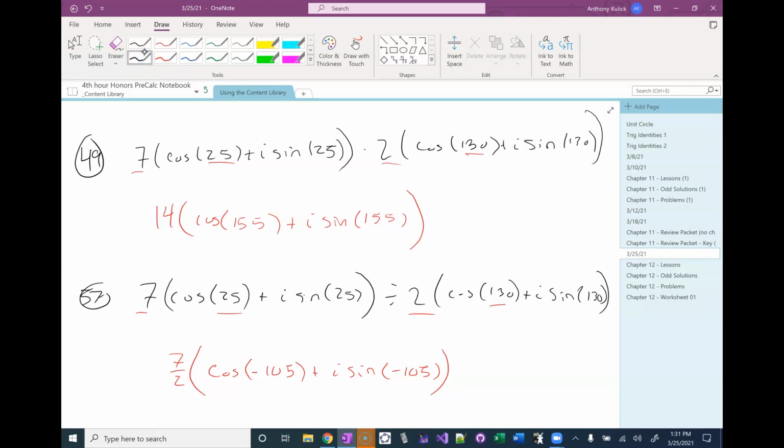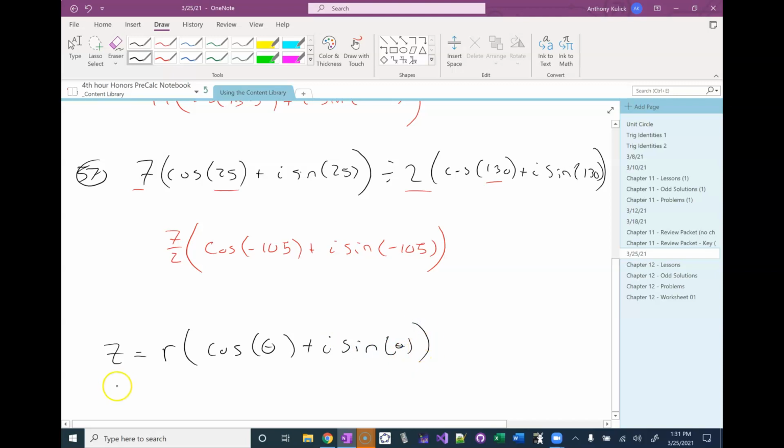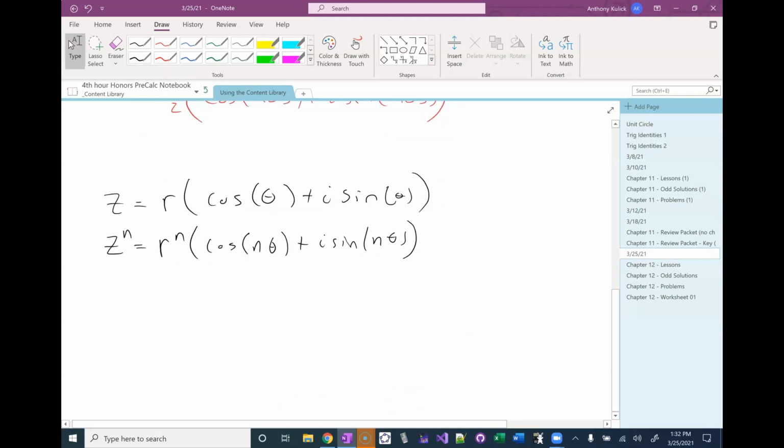How do you use De Moivre's theorem to find z to the n? Okay, well, I can tell you. De Moivre's theorem says that z to the n is r to the n times cosine of n theta plus i sine n theta. So if you have a specific one, we can apply that then.